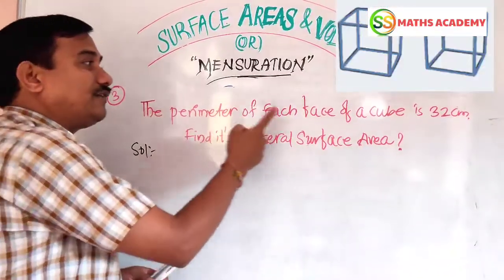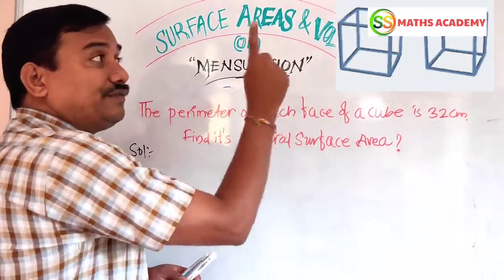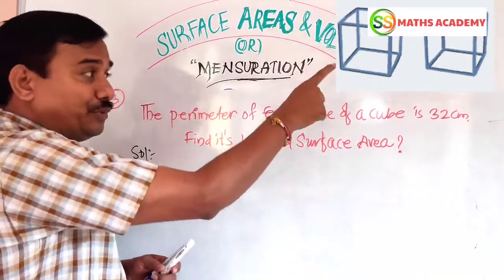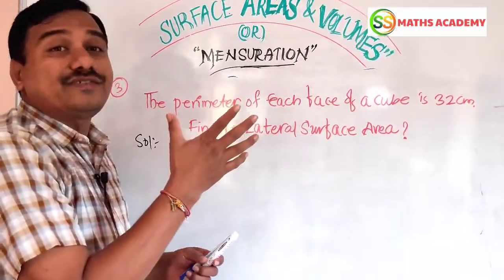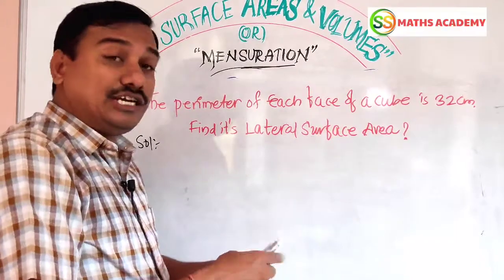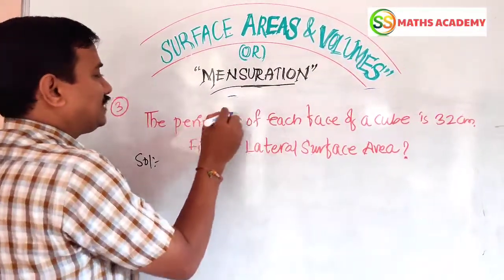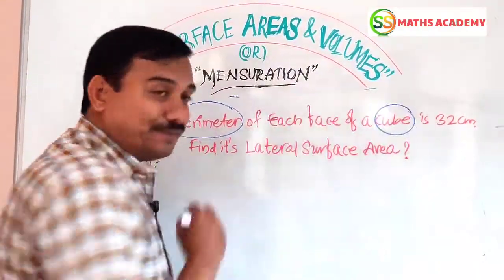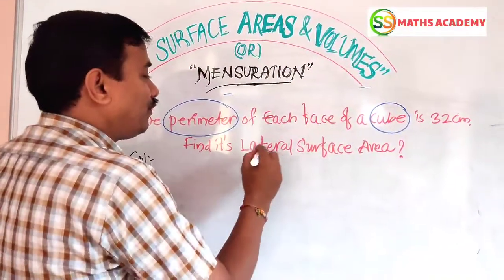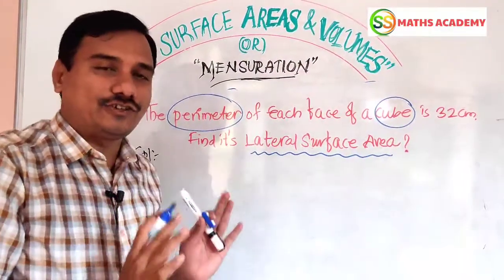Example: the perimeter of each face of a cube is 32 centimeter. Find its lateral surface area. In this question, what are the keywords? Let us round them up. Perimeter is given, of a cube, and we have to find the lateral surface area. These are the three keywords.